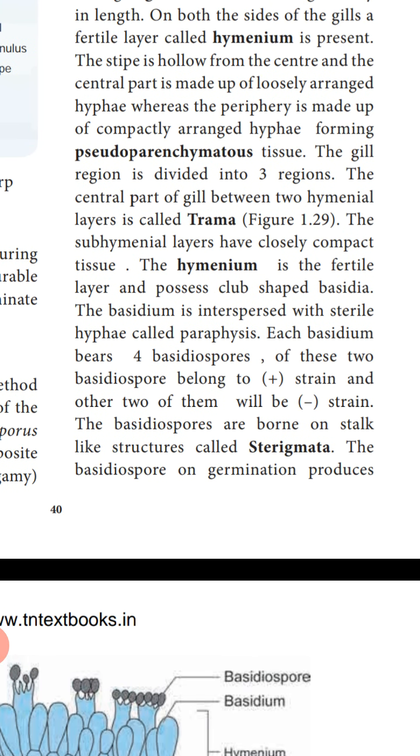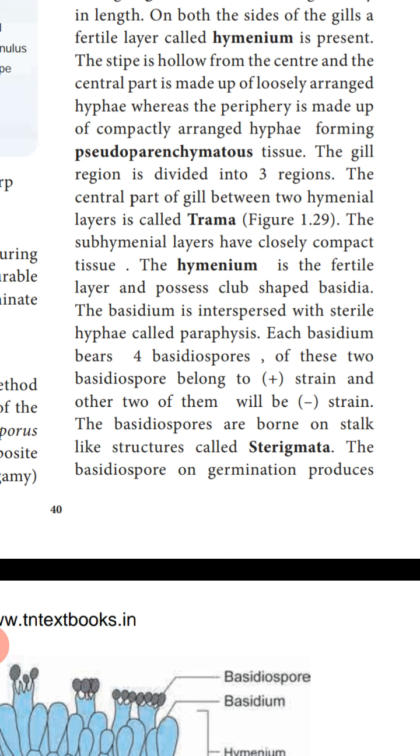The hymenium is the fertile layer and possesses club-shaped basidia. The basidia are interspersed with sterile hyphae called the paraphyses. Between these basidia, in the hymenium, there are some sterile hyphae which do not have any spores. They are called the paraphyses. Now each basidium bears 4 basidiospores. So on each basidium 4 haploid basidiospores are present. Of these, 2 are from one strain, the plus strain, and the other 2 are from the negative strain.